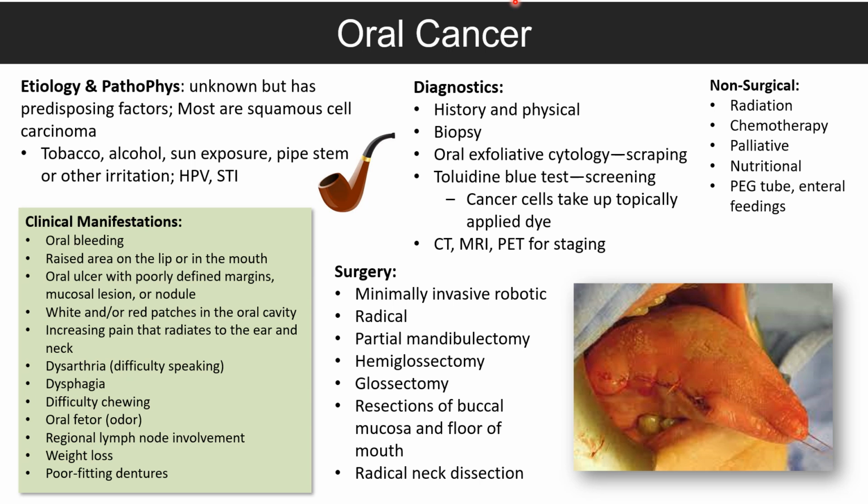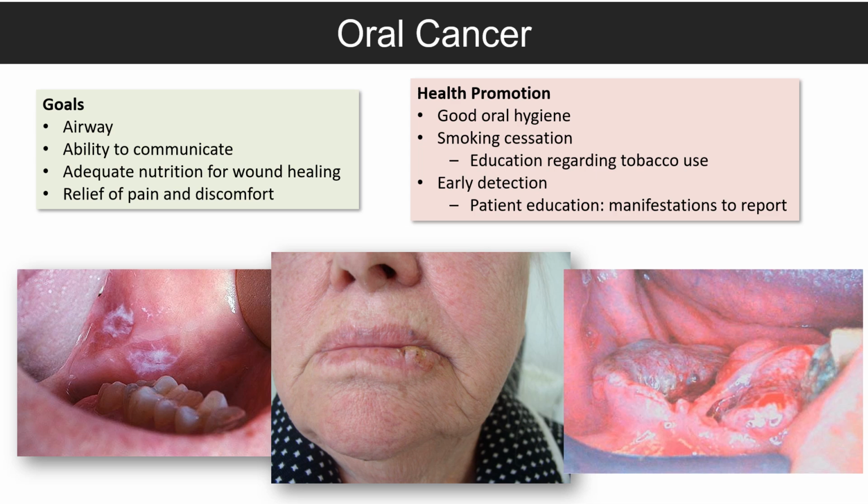Non-surgical could be radiation, chemo. This might be because they have a tumor and they just can't get to it. So maybe they'll try medication and radiation to shrink it. The patient may need to have a surgically placed G-tube temporarily or maybe permanently for tube feedings for nutrition. So the goals for oral cancer is airway and also communication. You may not have thought about that right away, but if you're not able to use your mouth to communicate, that can be a huge barrier for the patient.